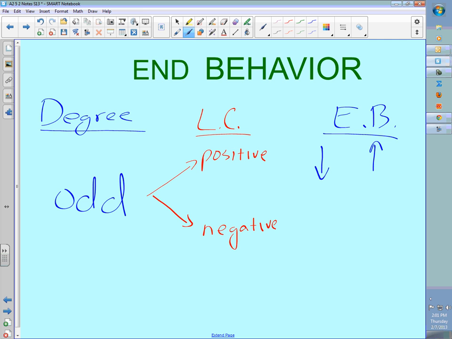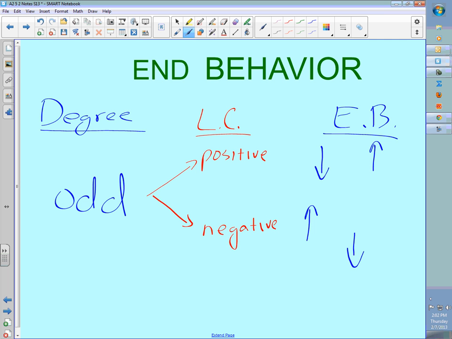If your degree is odd and your leading coefficient is negative, it flips. Your end behavior will be up on the left, down on the right. So from left to right, your graph will start pointing up on the left and end pointing down on the right. What happens in the middle, all the ups and downs? I don't care today. I will care, but not today. Okay?